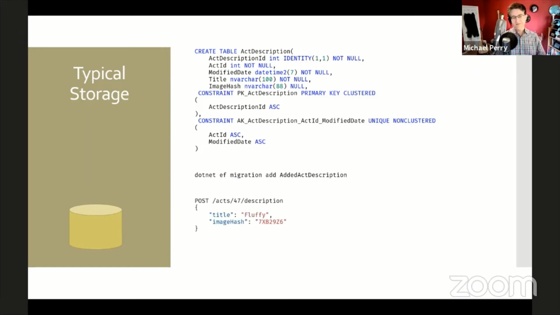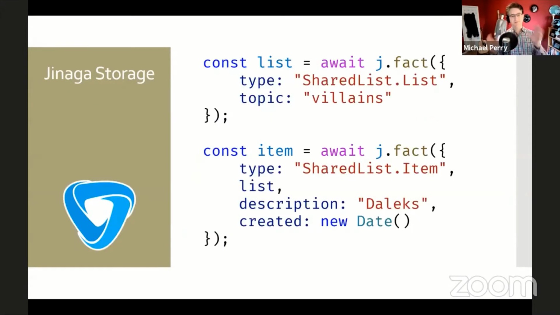And then you're going to have to take these API calls where the client is sending information to the server, and you'll have to translate that into statements that operate on that SQL database. So these are the different steps that you'll typically go through as you develop your application in order to store new data. So what does data storage look like in Jinaga? In Jinaga, it looks like this.